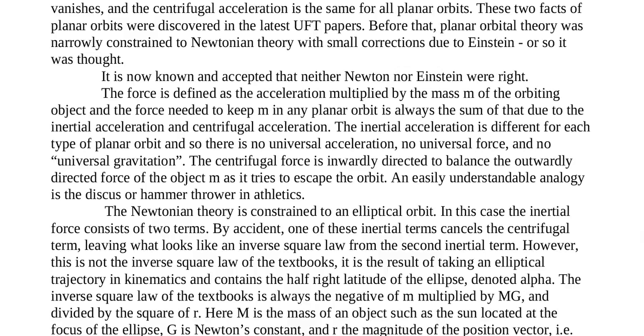The force is defined as the acceleration multiplied by the mass m of the orbiting object, and the force needed to keep m in any planar orbit is always the sum of that due to the inertial acceleration and centrifugal acceleration. The inertial acceleration is different for each type of planar orbit, and so there is no universal acceleration, no universal force, and no universal gravitation. The centrifugal force is inwardly directed to balance the outwardly directed force of the object, m, as it tries to escape the orbit. An easily understandable analogy is the discus or hammer thrower in athletics.